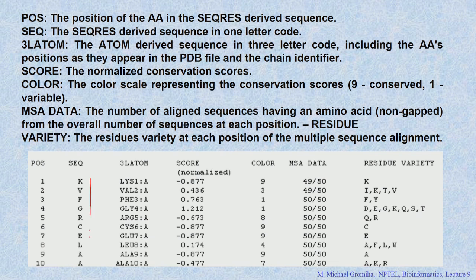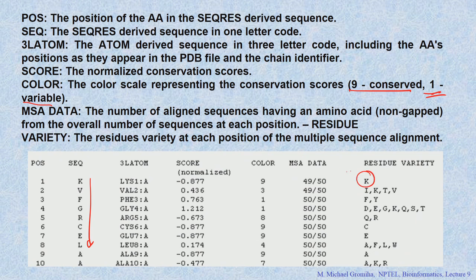Okay, here this is your sequence. Here this is the atom in the PDB file and this is the normalized score, and here they give the color code. In the color code, they put the conservation as 9 and variable as 1. So, numbers vary from 1 to 9, 9 is for conserved and 1 is for variable. This is the position in the derived sequence. So, you can see the data.